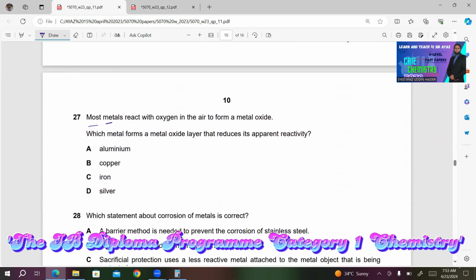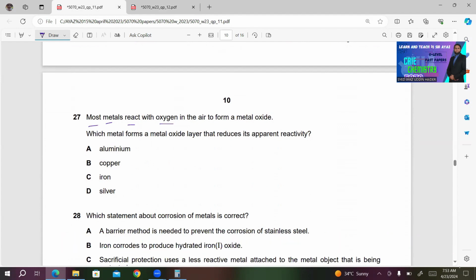27. Most metals react with oxygen in the air to form a metal oxide. Which metal forms a metal oxide layer that reduces its apparent reactivity? We know in the reactivity series, aluminium is the only metal that forms a protective oxide layer, which prevents its further reaction. So it's lacking reactivity due to this reason. So A must be the right answer. Other choices are incorrect. Copper, iron, silver, they do not form any oxide layer.